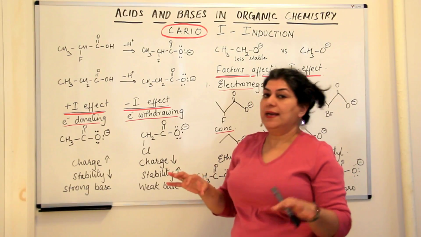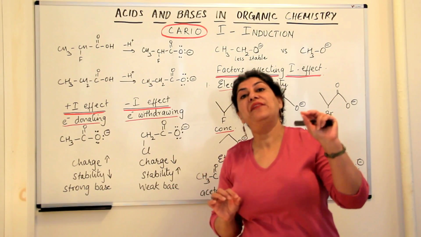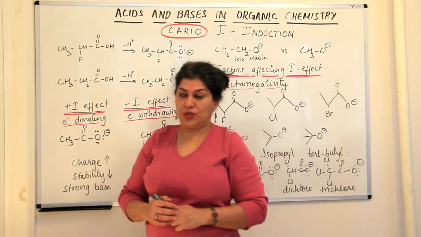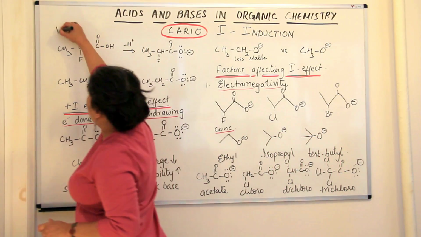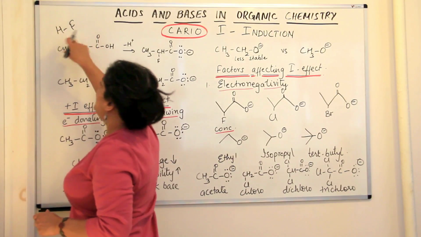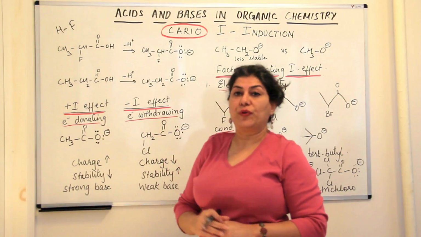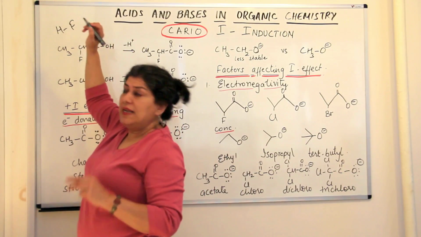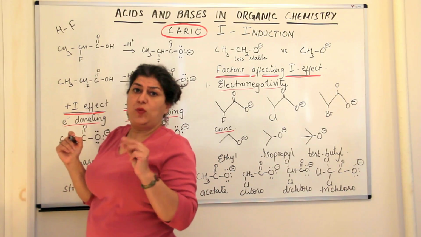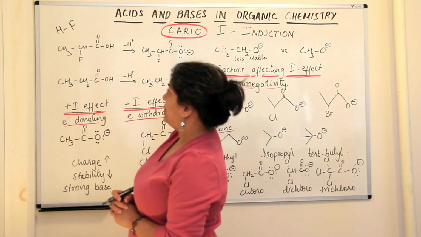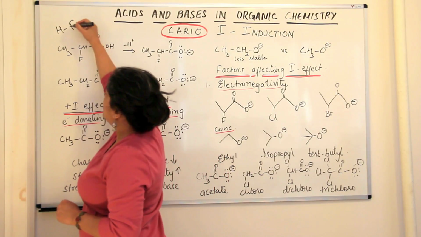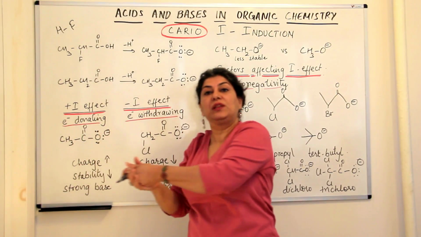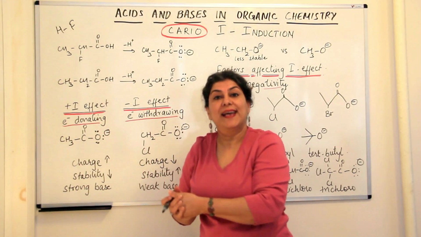On the other hand, induction is only an effect. It is not a complete movement of electrons. I'll show you. If you have HF, there is a difference between the electronegativities of hydrogen and fluorine. If there's a bond between them, the fluorine is highly electronegative while hydrogen is electropositive. Now what happens as a result of this? Due to being highly electronegative, fluorine has a tendency to pull the shared pair of electrons towards itself.